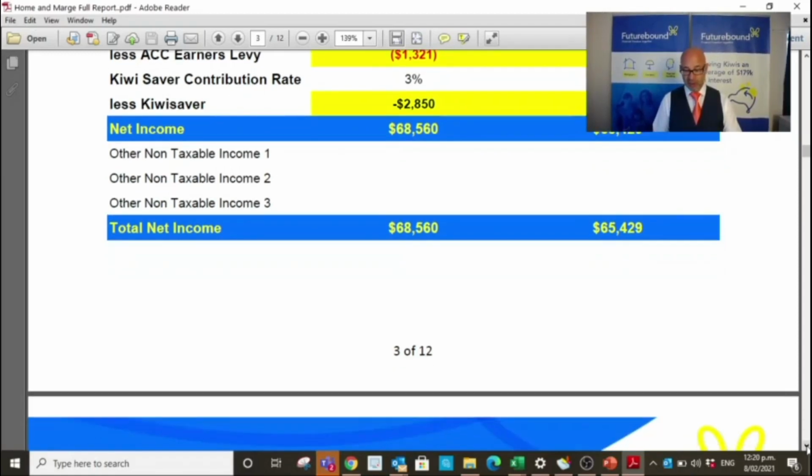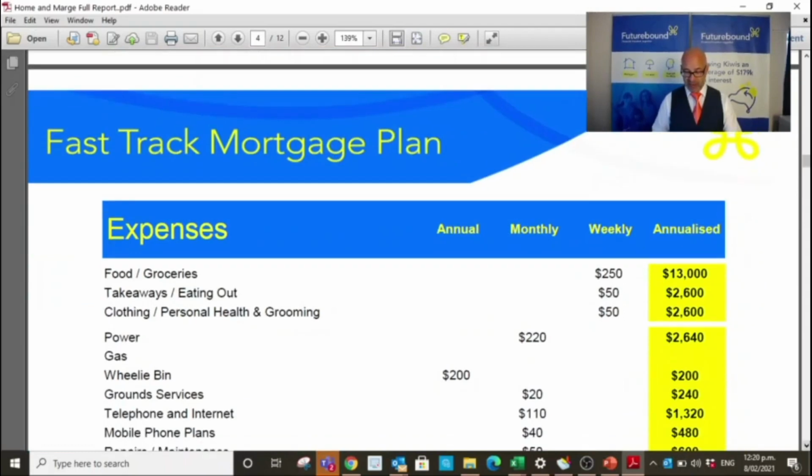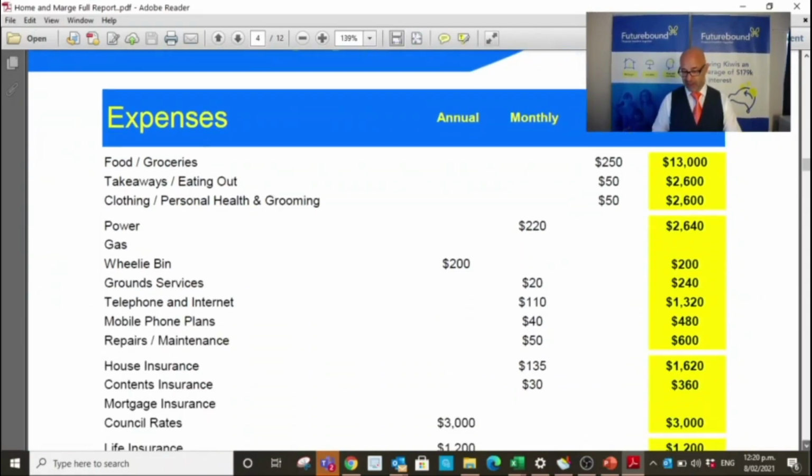So then we're getting to the figure that we really want, which is the net income figure, which for Homer is 68,560, and for Marge is 65,429. So really that's the exercise of the first page. I want to know what is the net income after taxes and ACC and KiwiSaver, how much are we getting in the hand?